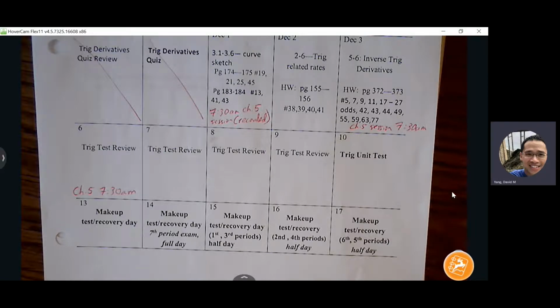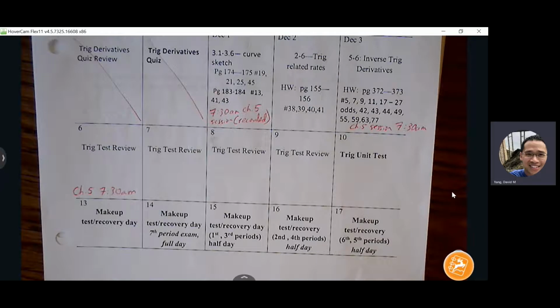Third option is if you missed out on this recovery test and the trig test you're not happy with, then you can come in that last week of school. I don't have anything planned on that week, so you can come in, get help sessions from me, ask questions, go over problems, or you can do makeups or recoveries on any of those days there. So do a trig test recovery.